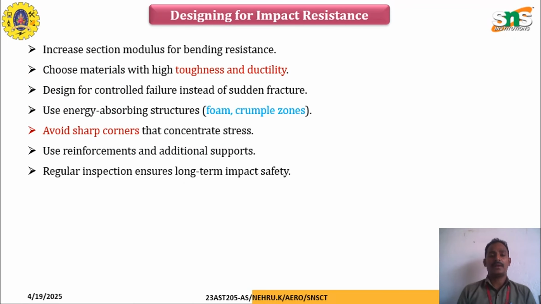Next, reasons for impact resistance. Increase the section modulus for bending resistance, like I-section and T-section. This can increase the bending resistance. Choose material with high toughness and ductility, so that the design allows controlled failure instead of sudden fracture. Use energy-absorbing structures, foams, or crumple zones. Avoid sharp corners to avoid stress concentration. Use reinforcement and additional supports so that it can be impact resistant. We have to do regular inspection to ensure the long-term impact safety of the structure.